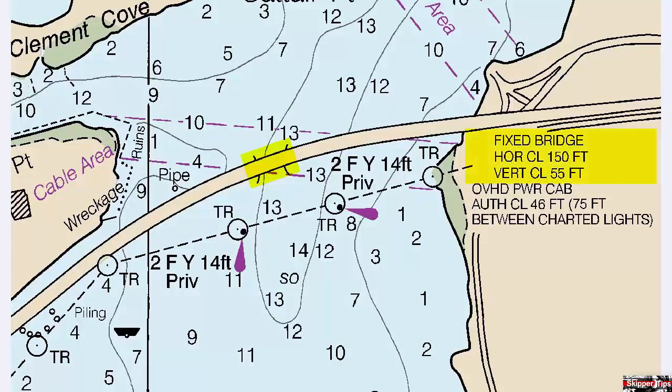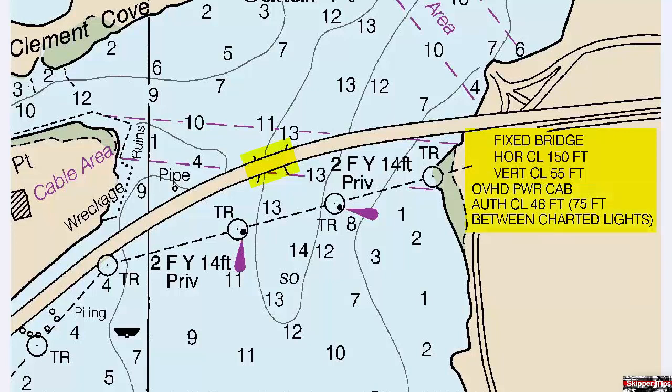We look to the side of our chart to find the clearance information. Beneath the center span of our bridge, we have a horizontal clearance of 150 feet and a vertical clearance of 55 feet. Note the overhead power cables strung across the waterway on pylons from one bank to the other.